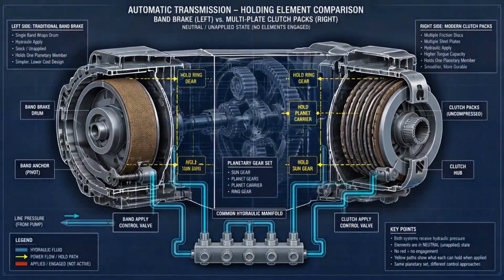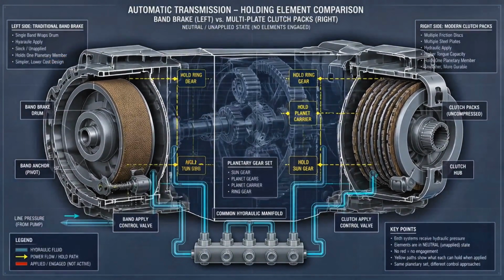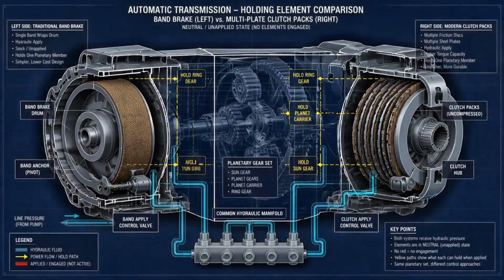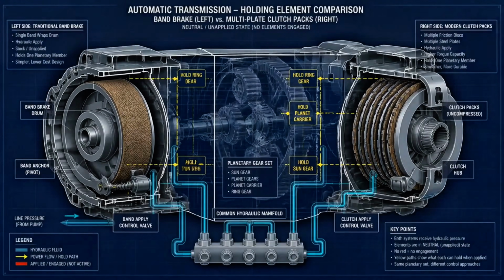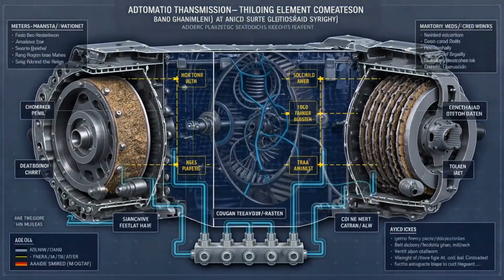Older automatic transmissions often use bands wrapped around drums to hold particular members stationary. Modern designs rely more heavily on multiple clutch packs, but the goal is the same: control the planetary gear sets by selectively connecting or holding their members.